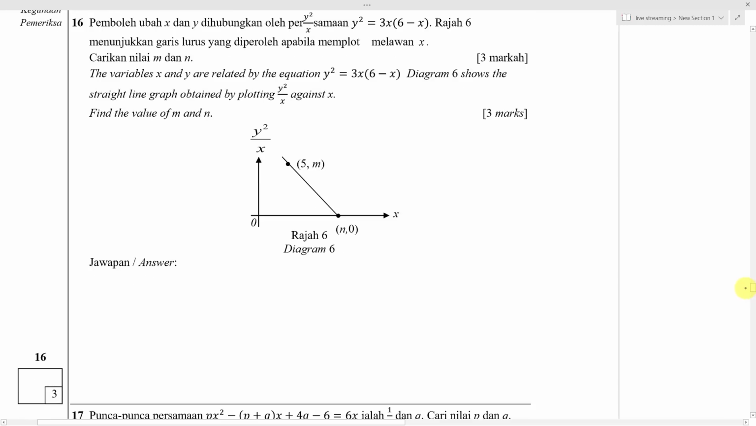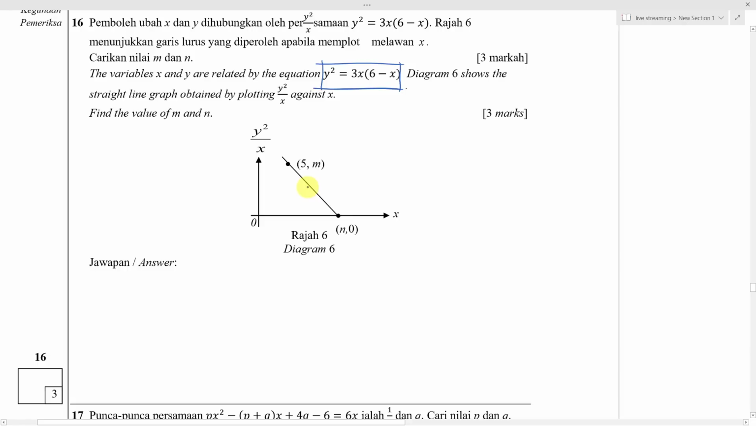Okay, question 16 here is a linear law question. The variables x and y are related by this equation: y squared equals 3x(6 minus x). Diagram 6 shows the straight line graph obtained by plotting y squared over x against x. Find the values of m and n. Alright, so it's not too bad. This equation is given, I will use it later.